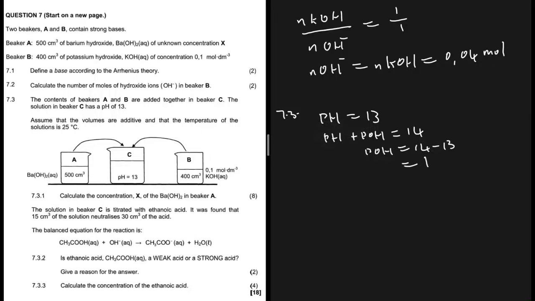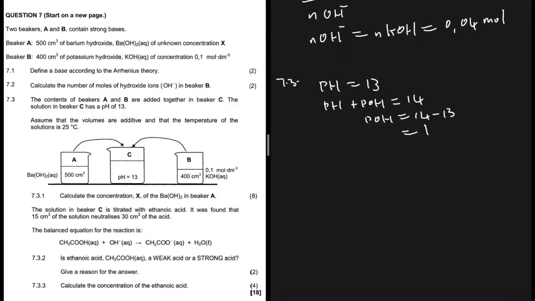Okay, let's move forward. So it goes on to say that assume that the volumes are additive and that the temperature of the solution is 25 degrees Celsius. And then 7.3.1 says calculate the concentration X of the BaOH2 in beaker A. So what is happening? Beaker A is being poured into beaker C, right? And then beaker B is being poured into beaker C.